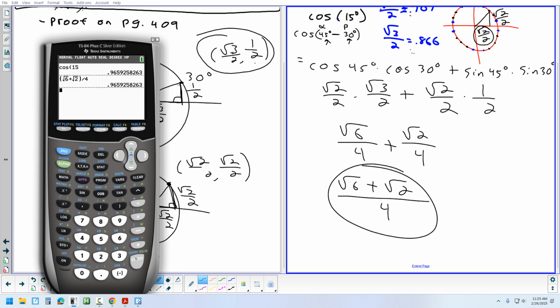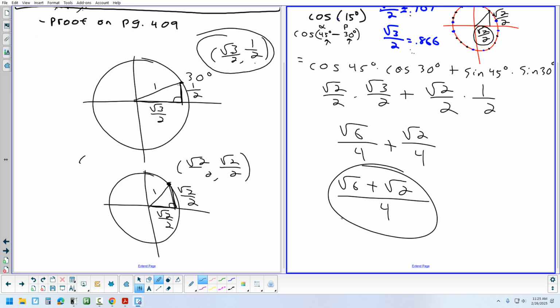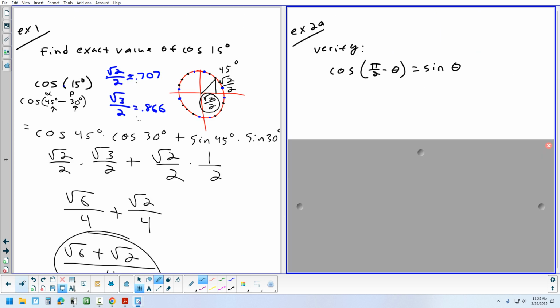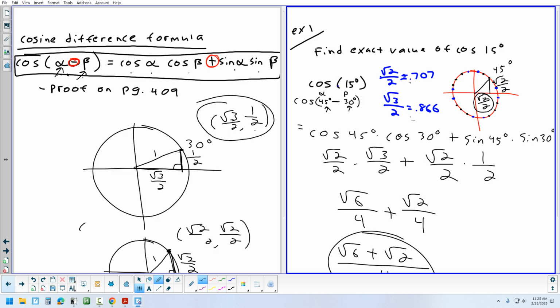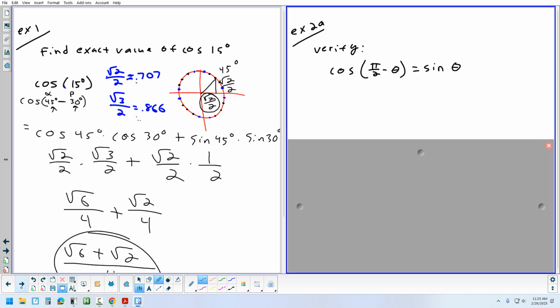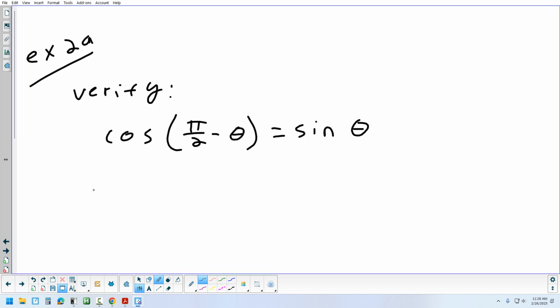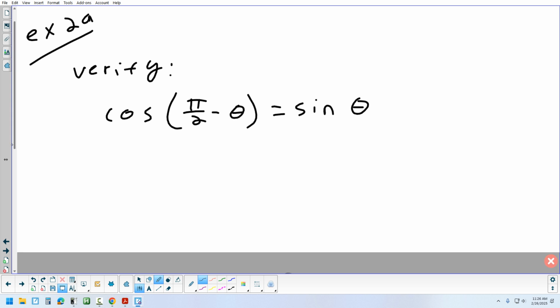Okay. Any questions on that one? Let's try one a little different. Let's try this one. So this is a verify, kind of like we did yesterday. They want you to verify that that is exactly the same as that.